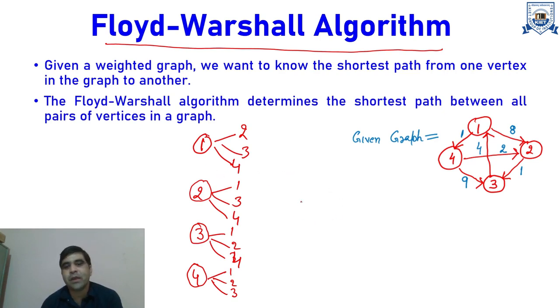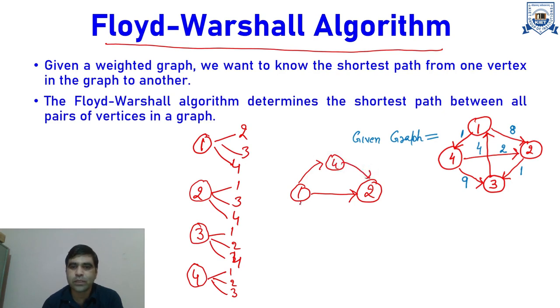Our basic approach in the Floyd-Warshall algorithm is this: suppose there is a direct path from vertex 1 to vertex 2. Now there may be other paths, for example through vertex 4, or through vertex 3 to 2. It might be possible that this indirect path, through some intermediate vertex 4 or some intermediate vertex 3, has a shorter distance compared to the direct path. Then we use this indirect path through the intermediate vertex.